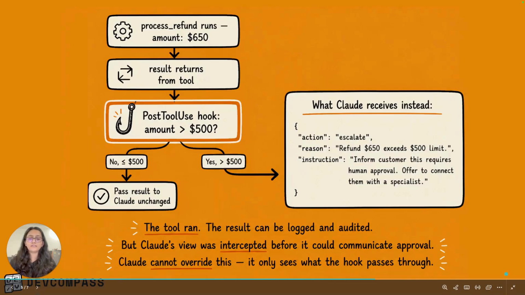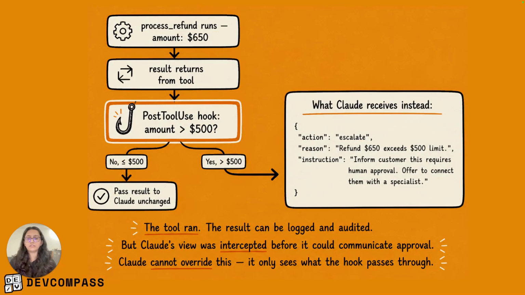Okay, now let's look at how this is actually working. We've seen a very interesting example already. The second example here is way more interesting. This one doesn't normalize data. It intercepts the result and replaces it entirely based on a business rule. So looking at the flow chart, we go to the tool process refund. It runs. The amount is $650, let's say.